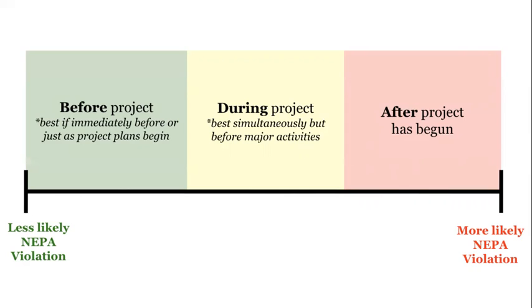If we had a spectrum, on the left side versus the right, moving from this direction to this direction, this is the side where there's less likely a NEPA violation, and this is the side where there's more likely a NEPA violation in terms of timing. Before the project, of course, is best, immediately before or just as project plans begin. So you're very much within NEPA's scope for sure.